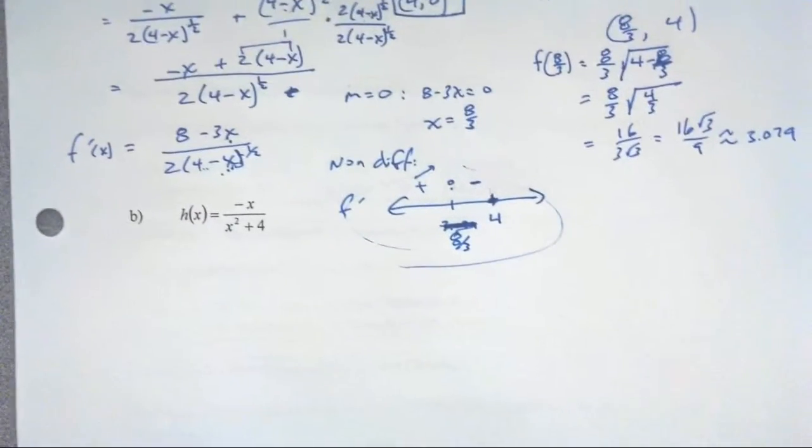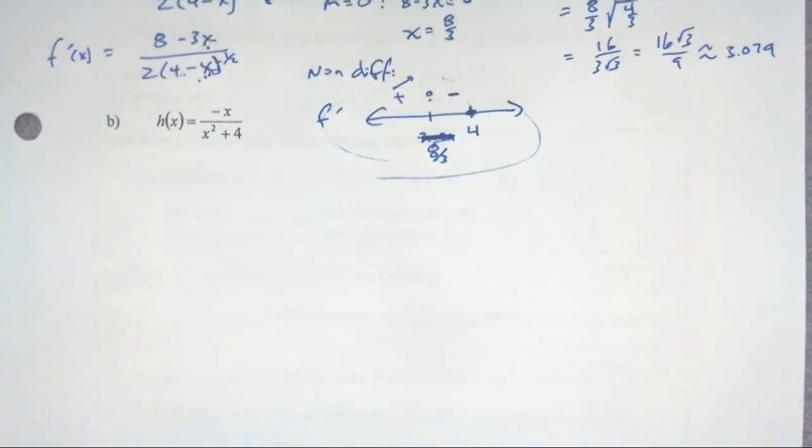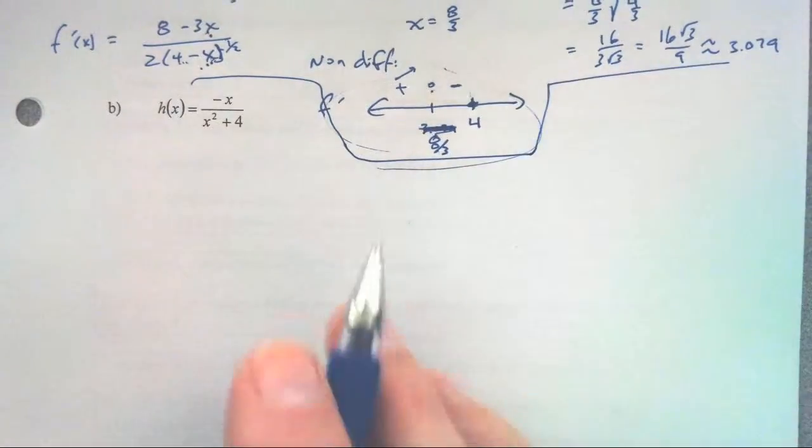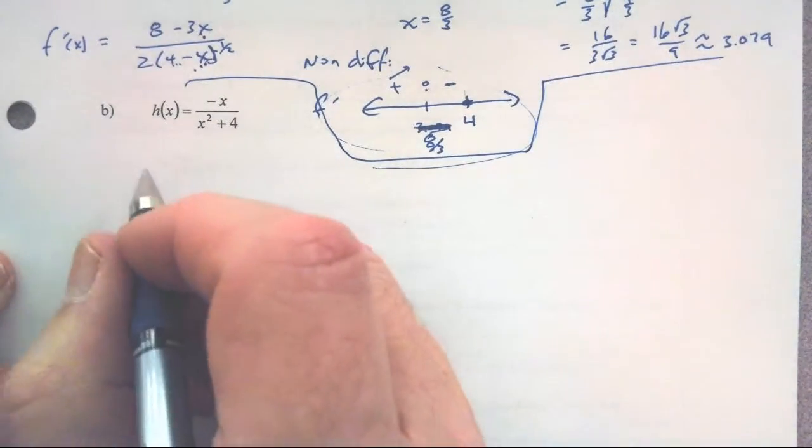All right, took some space on that one. Hopefully I didn't borrow so much. I've left myself enough room for B. All right, let's take a look here.